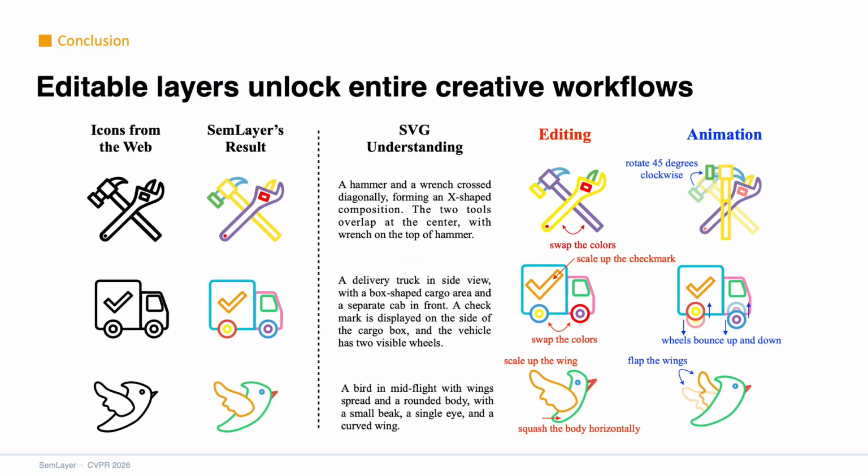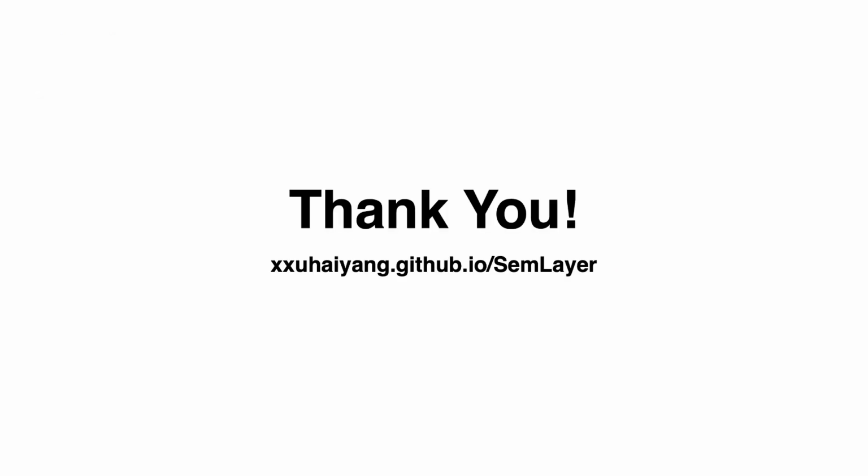Recovering semantic layers unlocks entire creative workflows. Once SemLayer produces editable layers, the icon becomes a structured asset. It can be described in language, opening the door to SVG understanding. Users can swap colors on individual parts, scale a checkmark, or rotate a wrench independently. And because each layer moves on its own, the same asset can be animated. Wings flapping, wheels bouncing. What started as a flat black silhouette becomes a fully editable, animatable design.